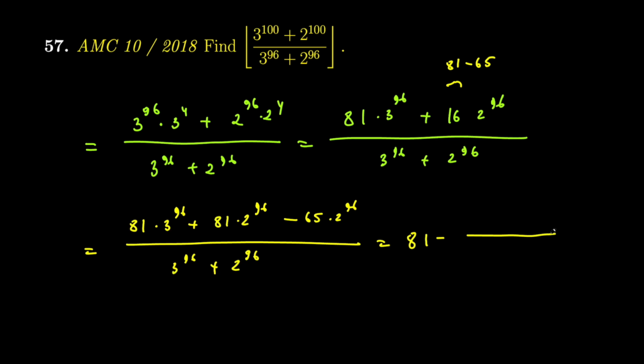minus 65 times 2^96 over 3^96 plus 2^96. So the entire expression is less than 81, because we are subtracting something from 81. Now the real question is whether this number is less than or greater than 1.